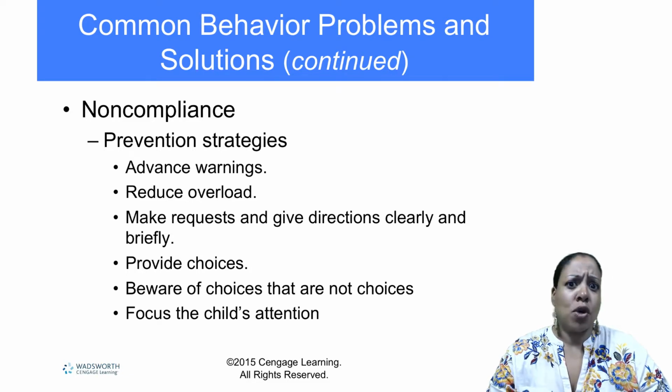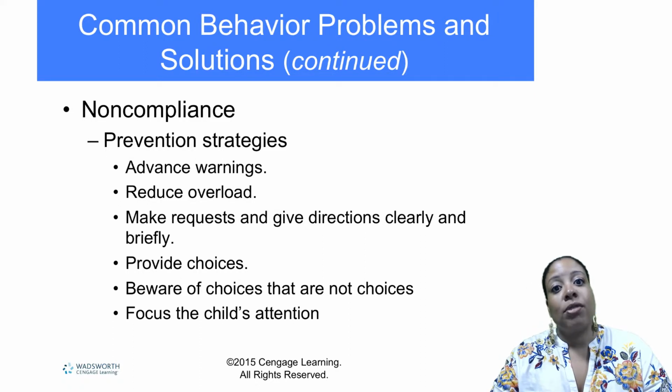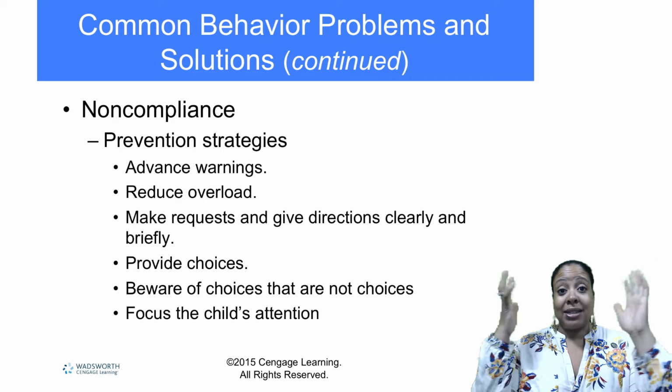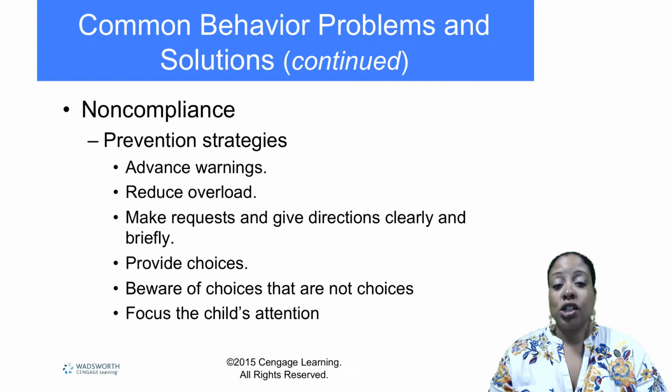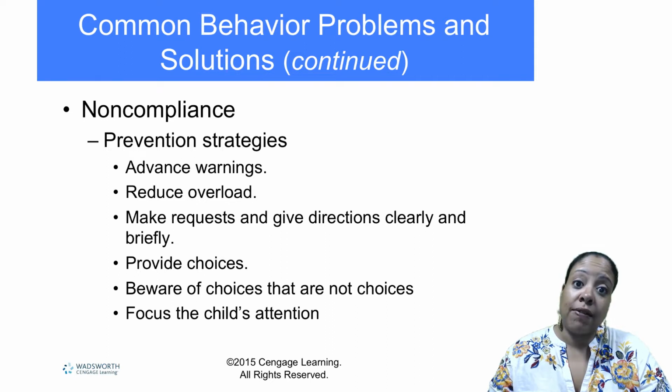Non-compliance, that's the "no, I'm not going to listen to you." Some prevention strategies might be advance warning, so letting them know ahead of time what the expectation is. Reduce overload. Sometimes non-compliance is because the child is just overstimulated and overwhelmed. Make requests and give directions clearly and briefly.